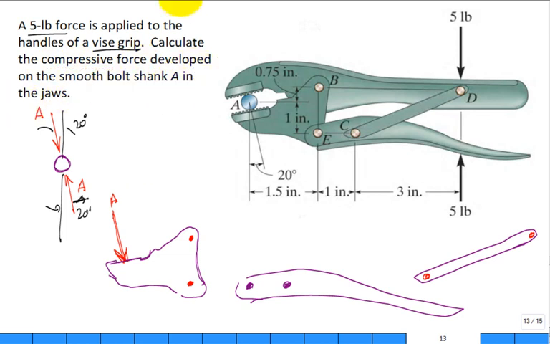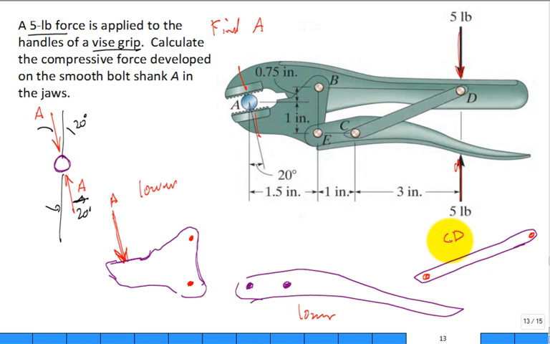What are we asked to find? Just A, only one unknown. It's going to be so many pounds. That's it. 10 pounds, 5 pounds, 12 pounds, 11 pounds, 55 pounds, whatever it is. So how am I going to solve for A? Well, I come back, and if I look at this lower jaw, and I look at the lower handle, and I look at this two force member C to D, those are really the only things I have to analyze.